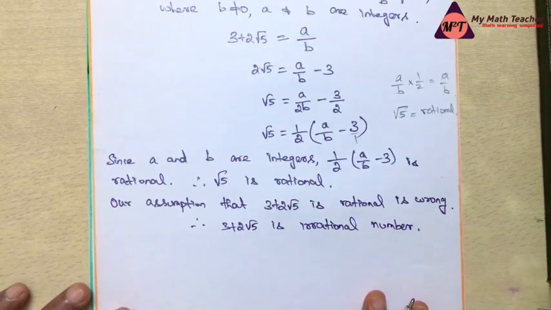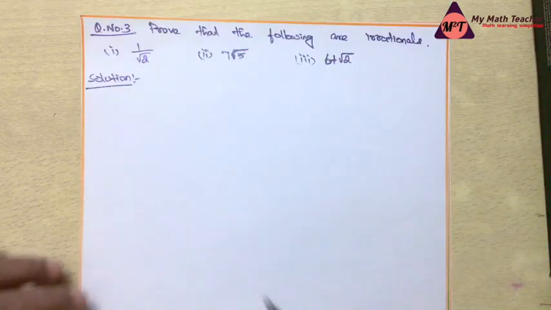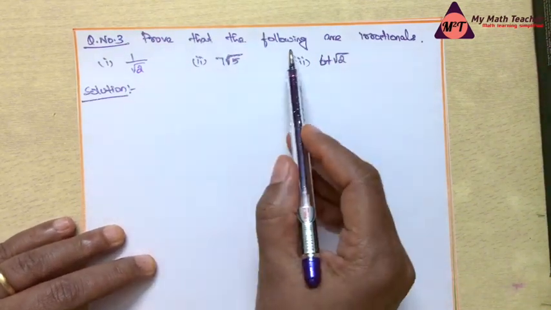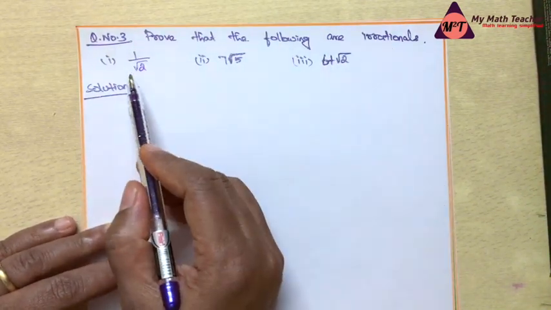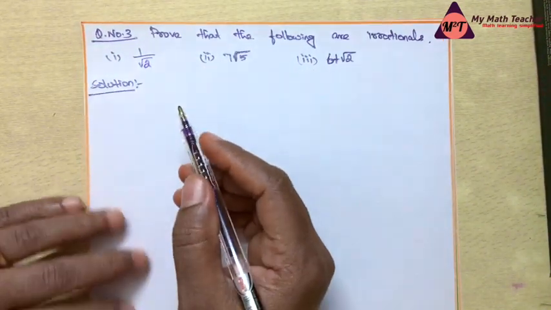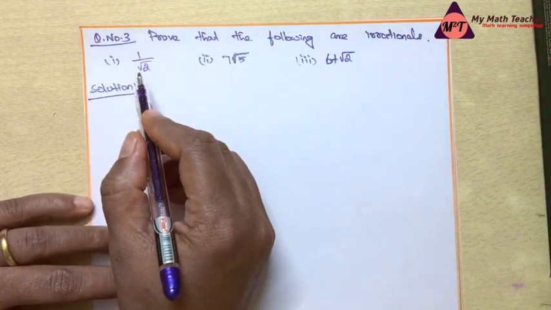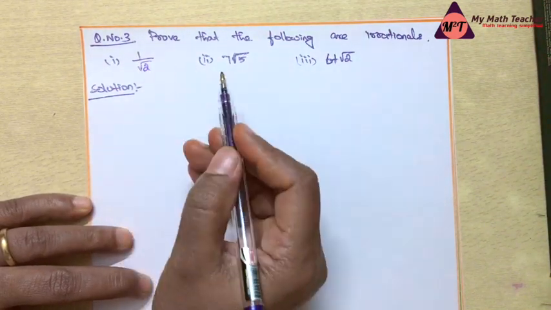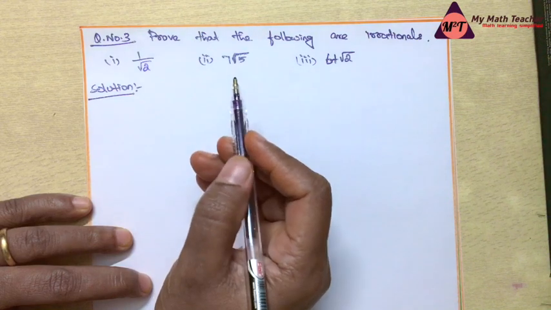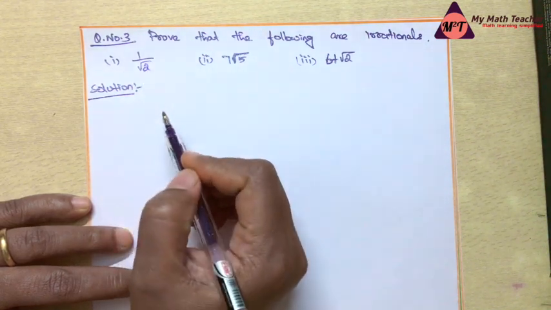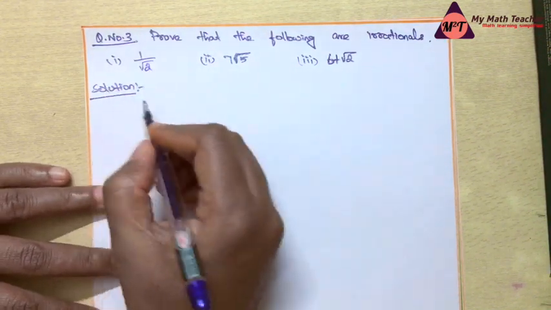Now let's proceed to question number 3. Prove that the following are irrationals. 3 subdivisions we have to do. The first one is 1 by root 2. Again, the same as the previous ones. We have to assume that 1 by root 2 is rational. Now let us start.